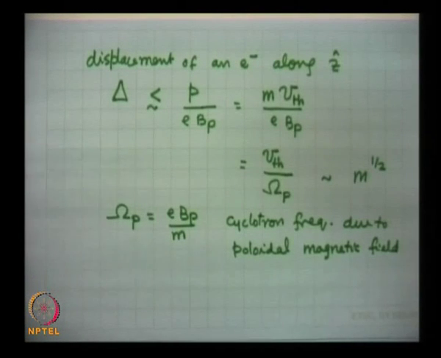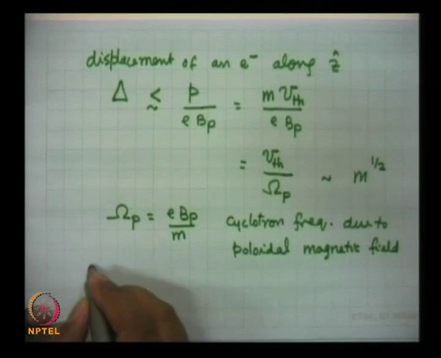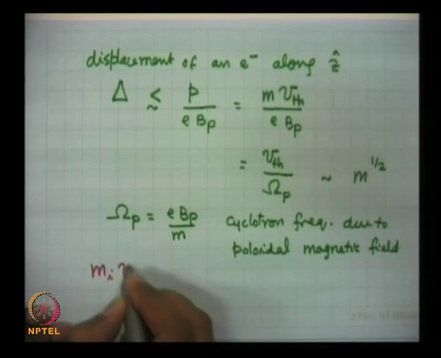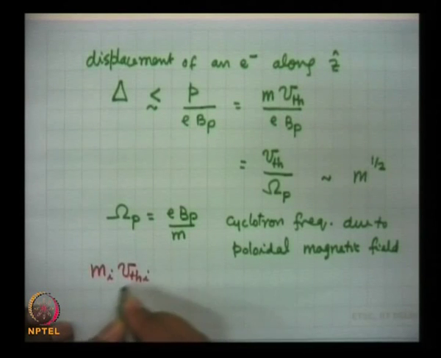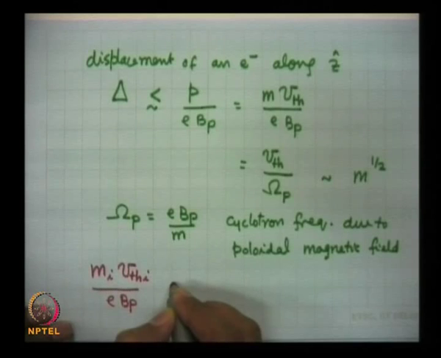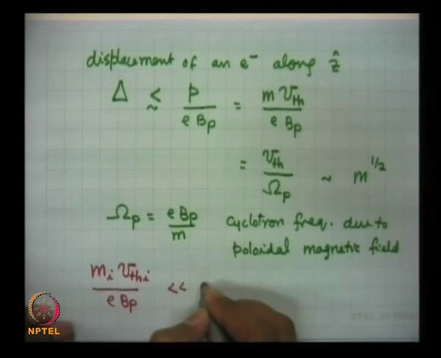So, for confinement, the essential condition is that the mass of the ion into the thermal velocity of the ion upon EBP should be much less than the minor radius of the tokamak.